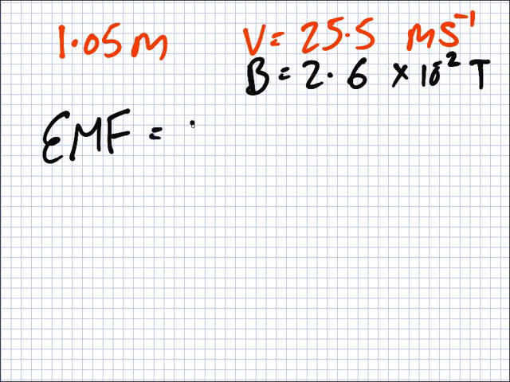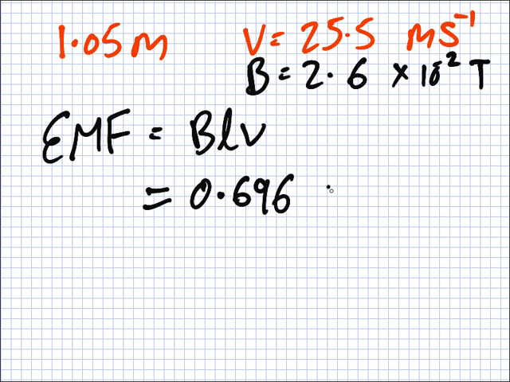So the formula here is BLV. Right, so multiply those three numbers. 0.696 should be. 0.696 volts. All right.